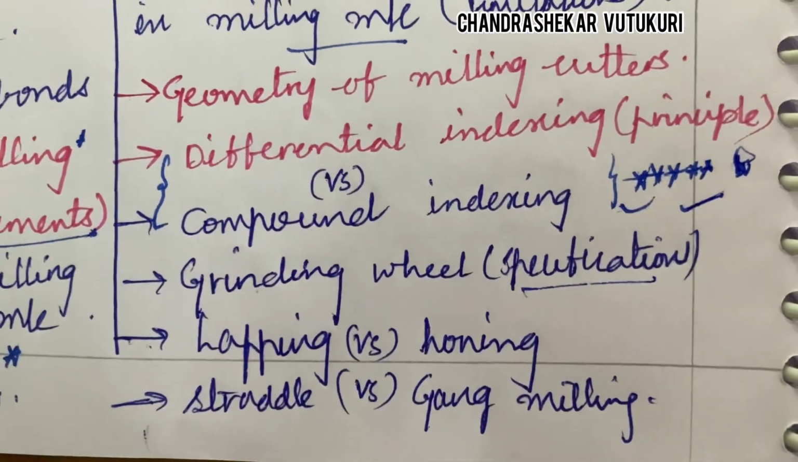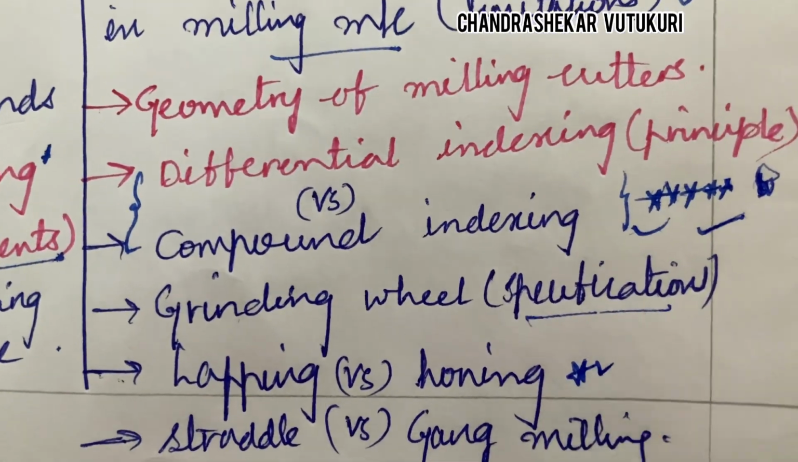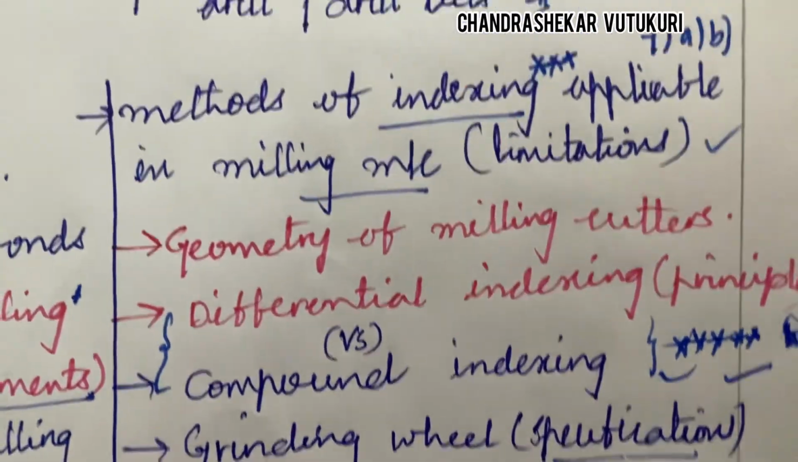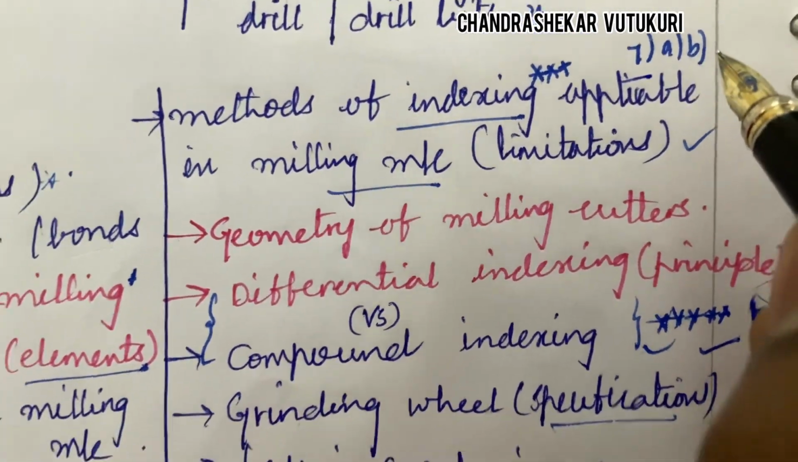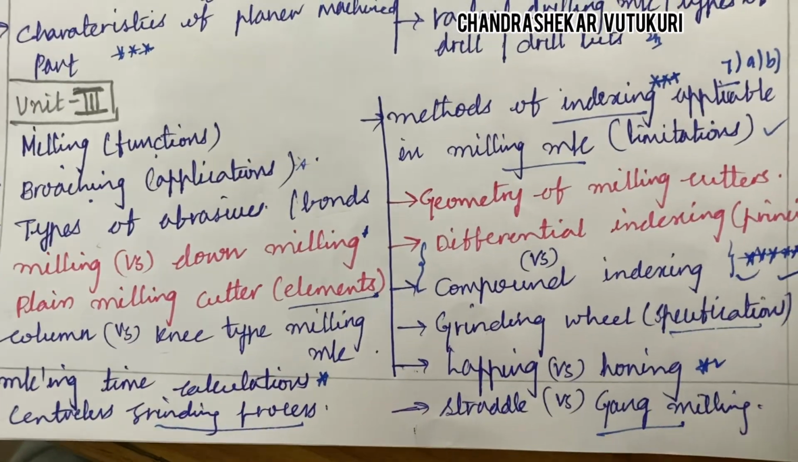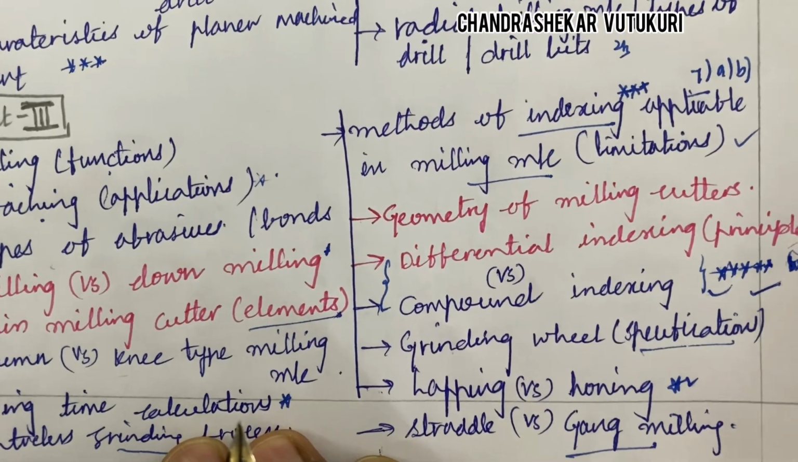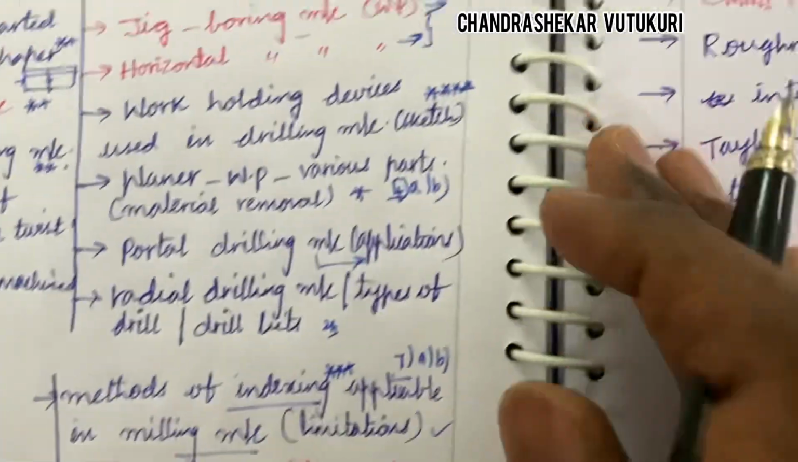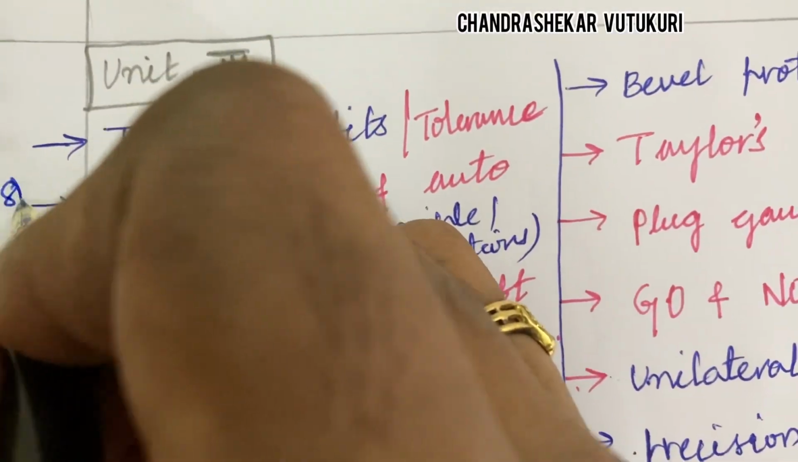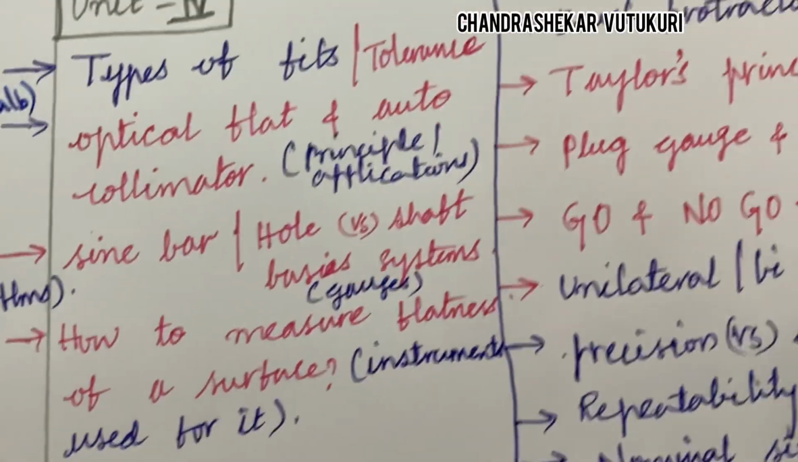Grinding wheel and the specifications, and the lapping versus honing differences, and the straddle milling and the gang milling. This comes under the part of 7A as well as 7B. There are no separate short questions. You are supposed to work out all the highlighted questions in form of short and long, dear students. Later 8A as well as 8B, and this is one of the scoring subjects.